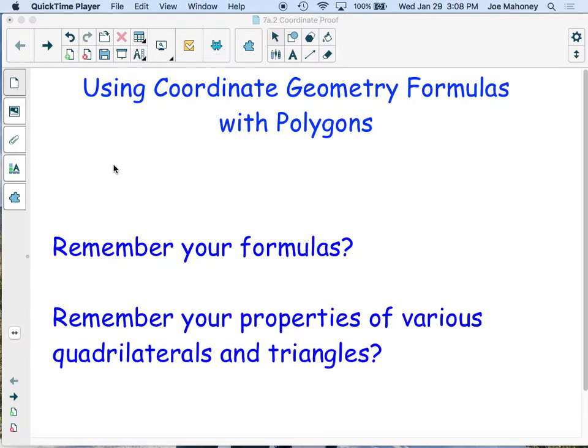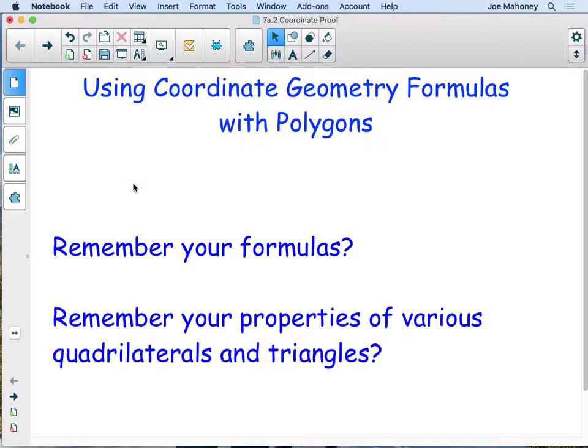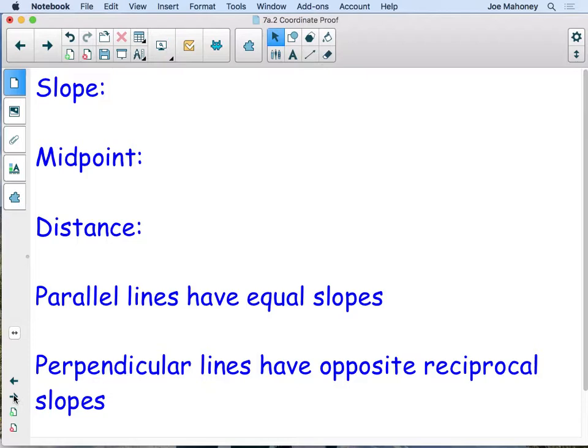We're going to put these formulas into use. What we're going to do is what's called a coordinate geometry proof. So we're going to use our geometry formulas, distance, midpoint, and slope, and combine them with properties of these different quadrilaterals and triangles to verify that a figure is, say, a rhombus or a parallelogram. So first we want to remember some of our formulas.